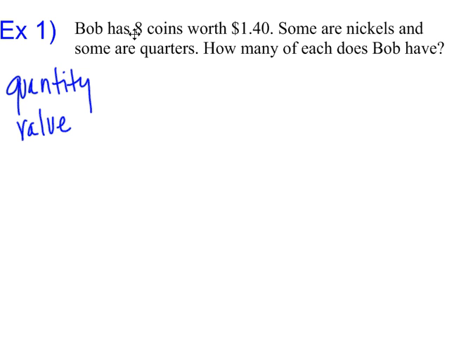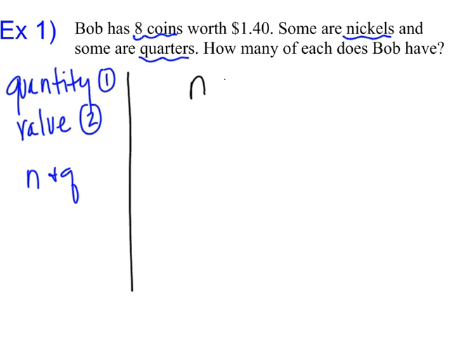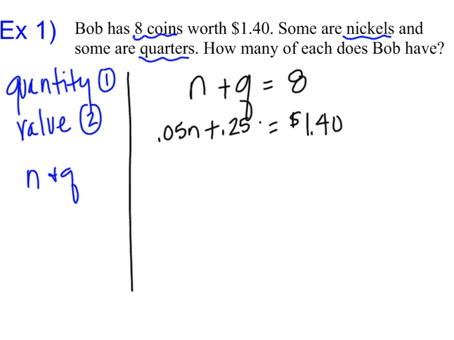So we know that there are 8 coins, and some are nickels and some are quarters. So what we're going to do is use the variables of n and q to represent the nickels and quarters. So I have some nickels, I have some quarters, altogether I have 8 of them. There's my quantity statement. Now we know the value is $1.40. The value of a nickel is 0.05, and the value of a quarter is 0.25. So now that we have the value of these things, we have two equations for our system.